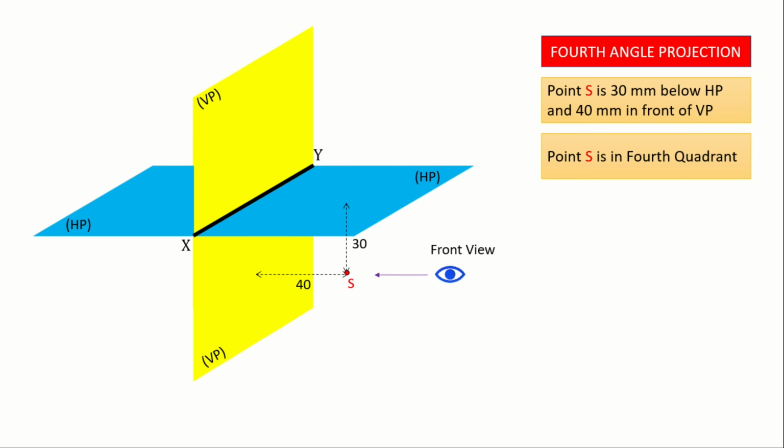The front view of the point S is seen on VP, denoted by S dash. The point S dash is 30 mm below XY. The top view of the point S is seen on HP, denoted by S. The point S is 40 mm distance from XY.